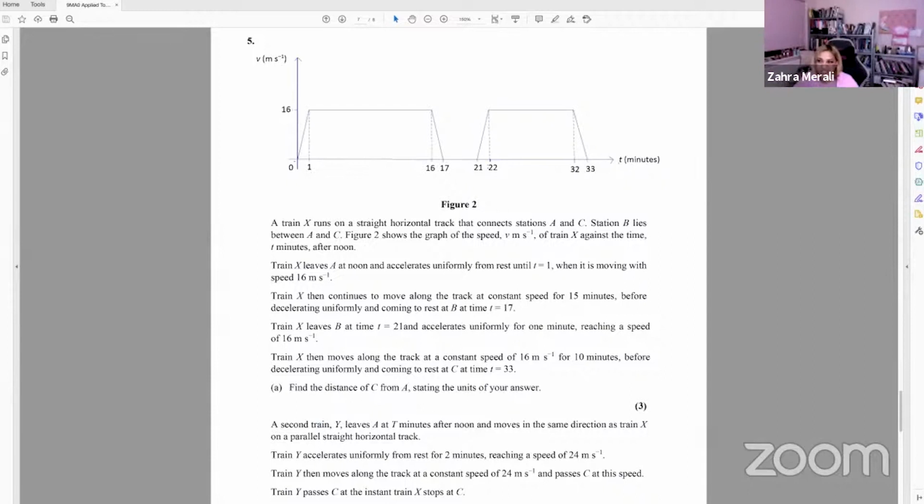Okay, so essentially, we want to find the distance traveled, which is the area under the curve. However, there's a wrinkle in this. This is in minutes. This is in meters per second. So when we find the area, we're also going to have to times it by 60 to put it all into the correct units. So we've got two trapeziums. Remember, the area for a trapezium is half the sum of the parallel sides.